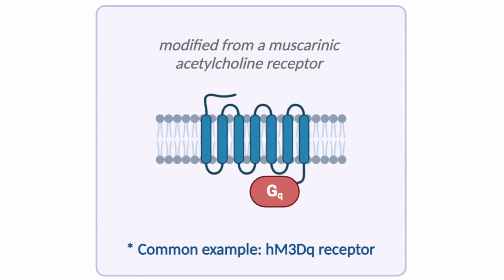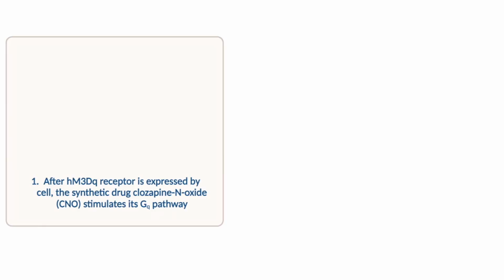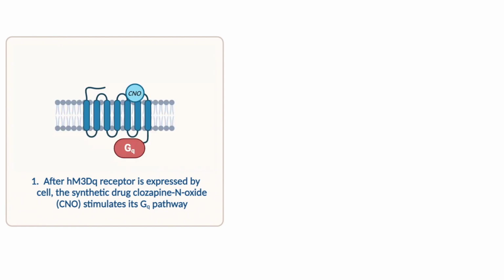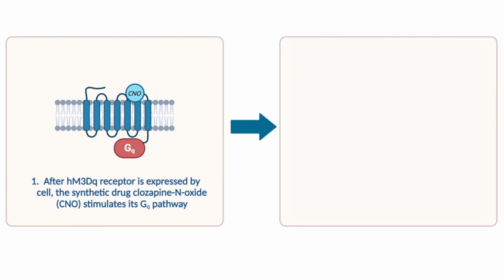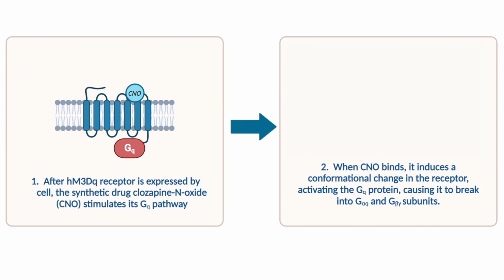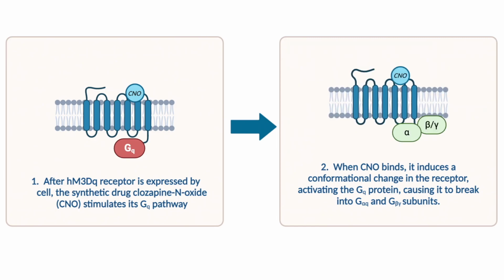The most commonly used DREADD is the HM3Dq receptor, a modified version of a muscarinic acetylcholine receptor. When activated by a synthetic drug like clozapine N-oxide, or CNO, this receptor stimulates the Gq signaling pathway. Here's how it works in detail. CNO binds to HM3Dq, causing a conformational change in the receptor. This activates the Gq protein, which splits into two subunits, G alpha and G beta.